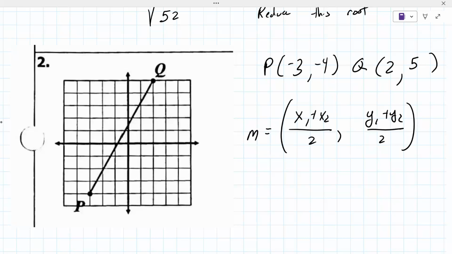Real quickly though, when writing down this formula, do I need to have the parentheses? So the midpoint is an ordered pair, and that's what it's trying to represent here. This is the first coordinate, this is the second coordinate. Okay.